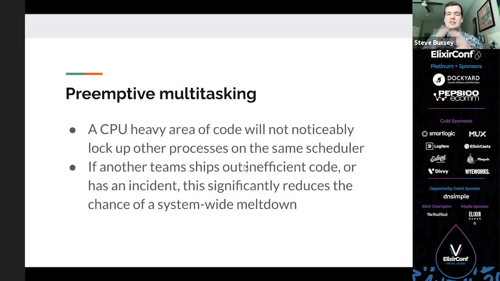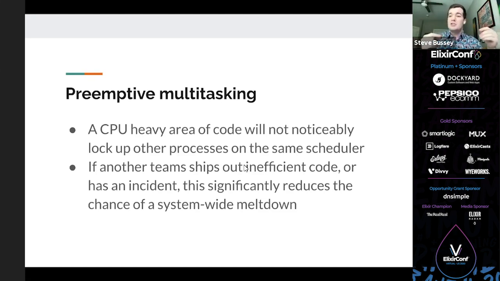The other thing that's awesome about the Beam is preemptive multitasking. So if you have a CPU heavy area of code, which isn't honestly super common in web apps, I think it's most common for JSON serialization, or HTML sanitization is pretty expensive, or data marshaling in and out of a database. Those are things that are going to be CPU heavy. So you want to make sure that those things aren't going to lock up the entire app.